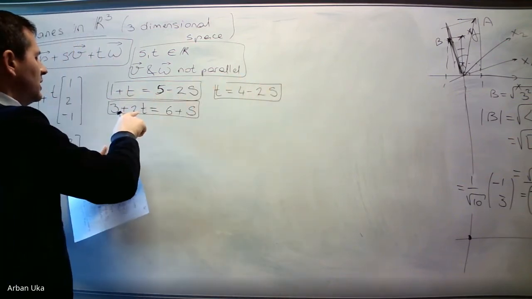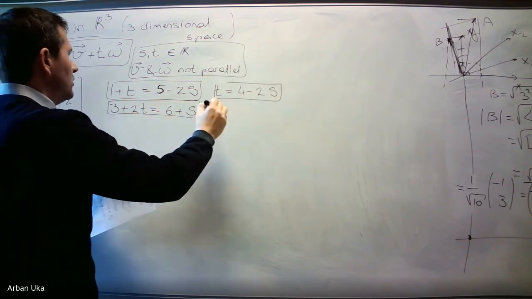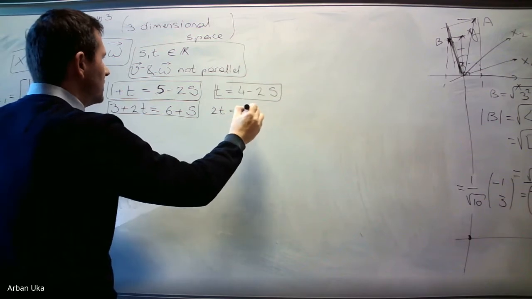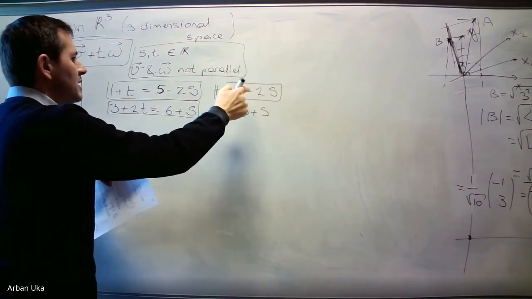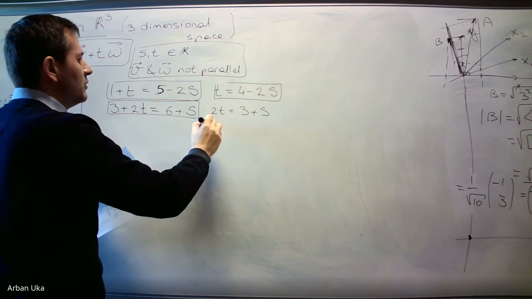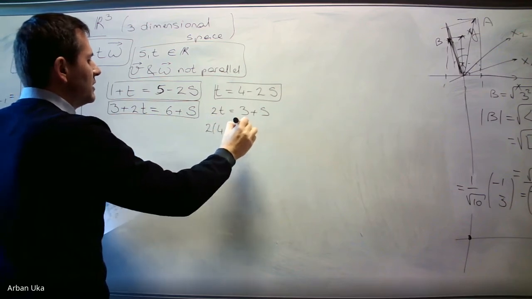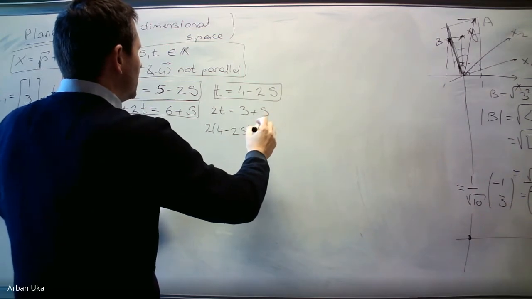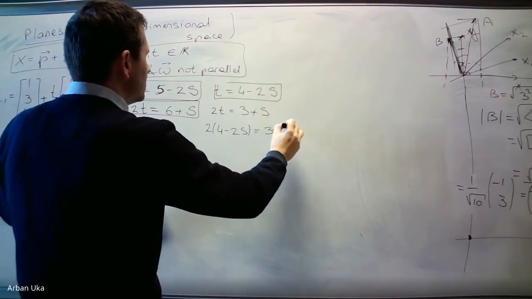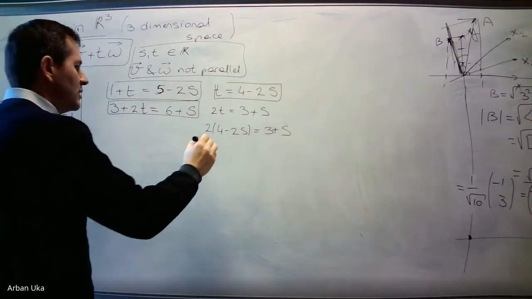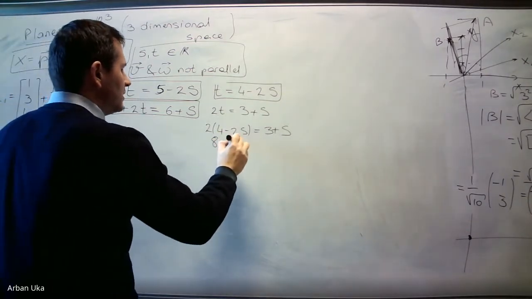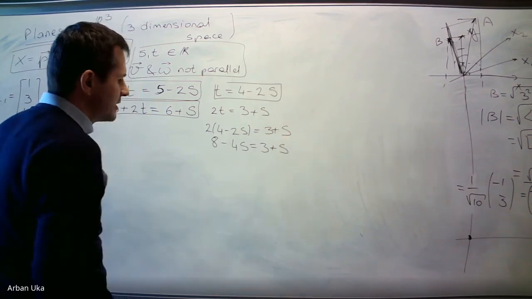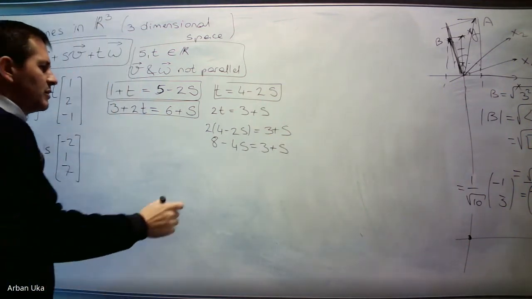Then here we have 2t. This 3, we pass to the other side, so this is 3 plus s. This t, we substitute in here. We get 2 times (4 minus 2s) equal to 3 plus s. So here we get 8 minus 4s equal to 3 plus s. Then we can simplify this a little further.